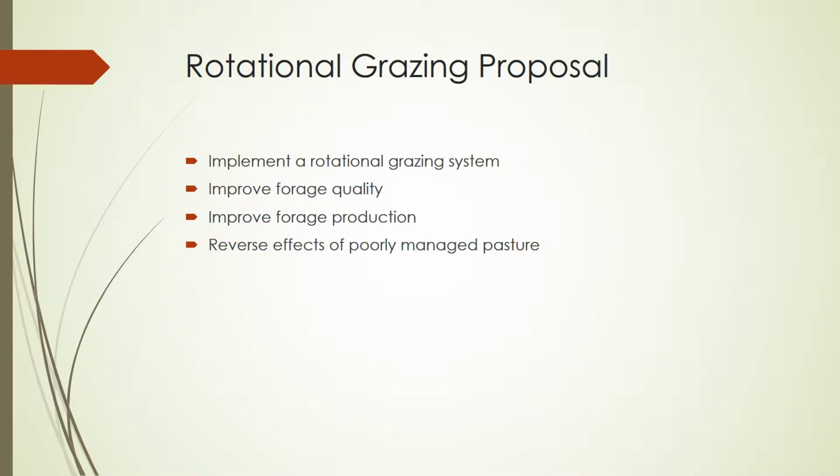My grazing system proposal is to implement a rotational grazing system to improve forage quality, increase forage production, and reverse the effects of a poorly managed pasture. In the following slides, I will explain how this can be accomplished with rotational grazing.